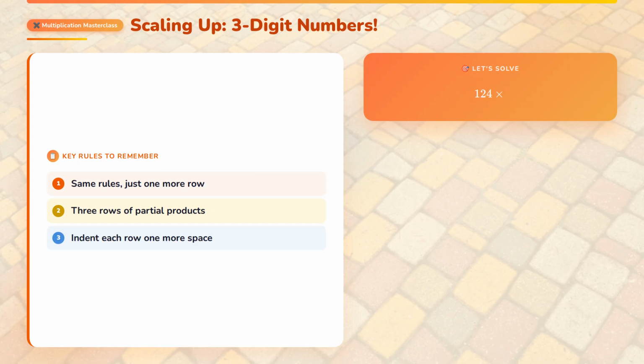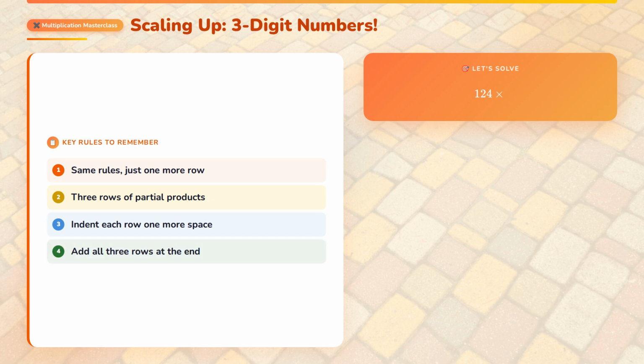But now you also multiply by the hundreds digit, indenting 2 spaces to the left. Then you add all 3 rows together. The same golden rules apply. Think of it like a video game. You just unlocked a harder level, but the controls are the same. Let's see it in action.